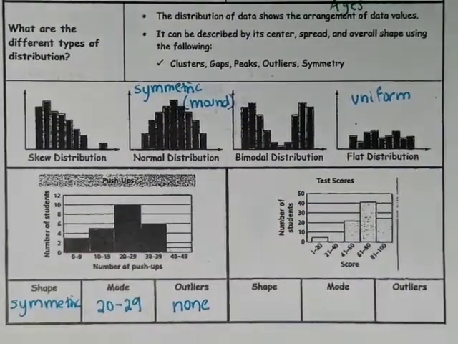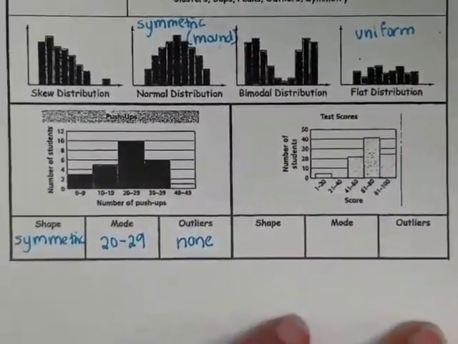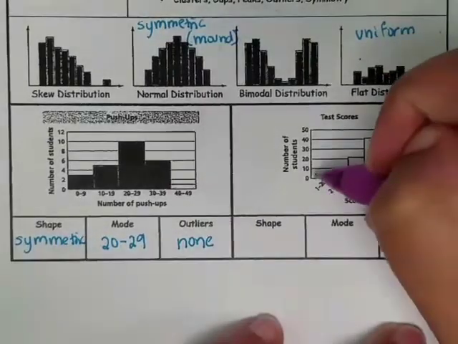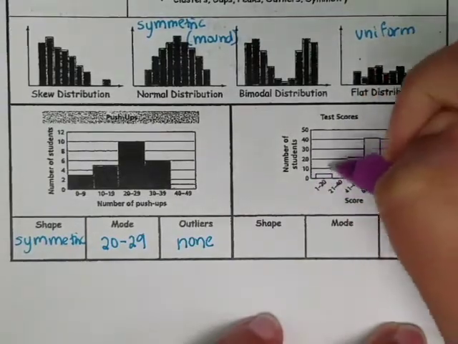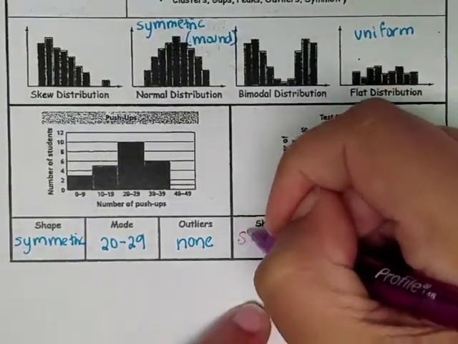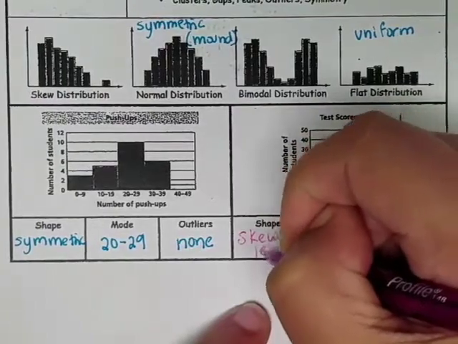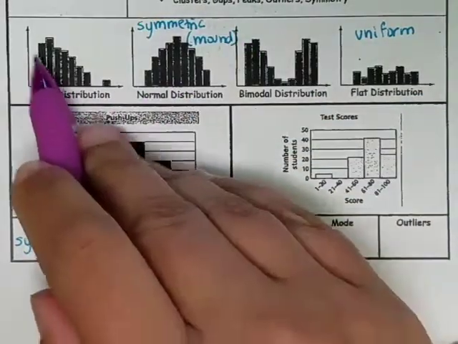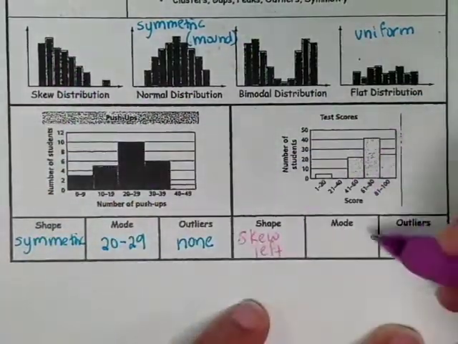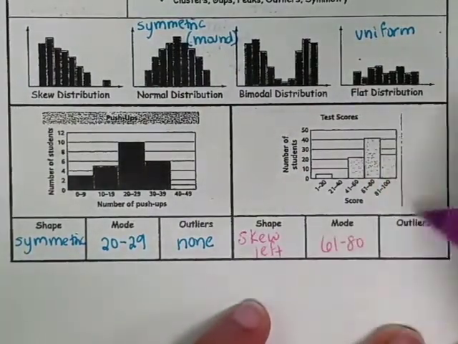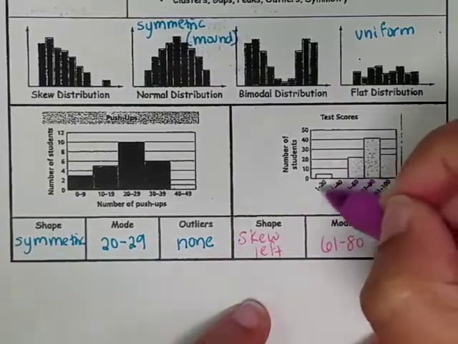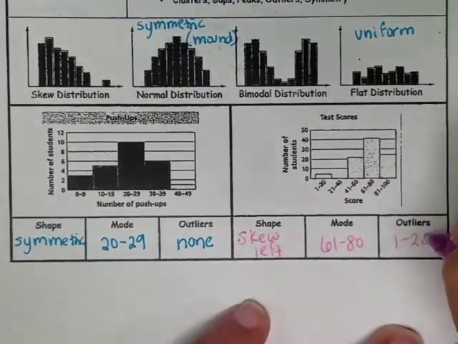Now we're going to look at the test scores, and we're going to decide on what kind of shape this is. So it looks like it's skewed, because most of the data is happening over here, and then you have a small amount over here. And it's skew left, because the tail is happening to the left. So skew left. Again, this one was skew right, this is skew left. The mode is happening in the 61 through 80 interval, and then any outliers, the 1 through 20 range.